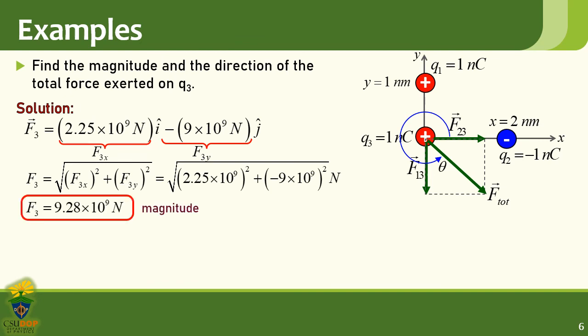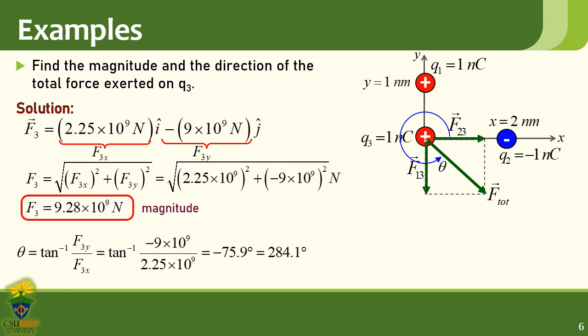For the direction or angle theta, we use the tangent inverse of the y component over the x component formula. We then get negative 75.9 degrees. This angle is equivalent to 284.1 degrees in standard angle measurement. These results imply that the charge Q3 will likely be pushed or moved towards quadrant 4. But this is only possible if the charges Q1 and Q2 are fixed in their locations.